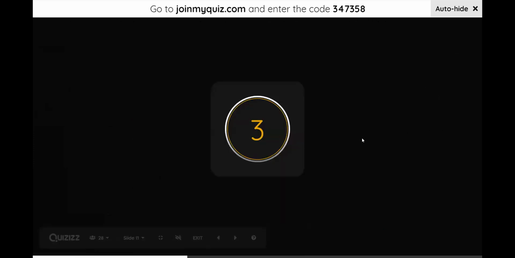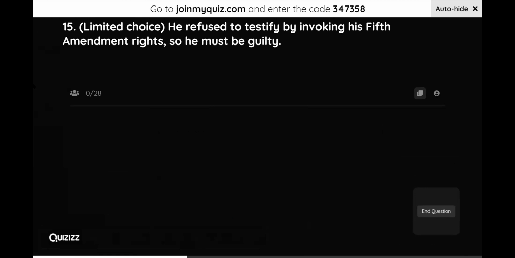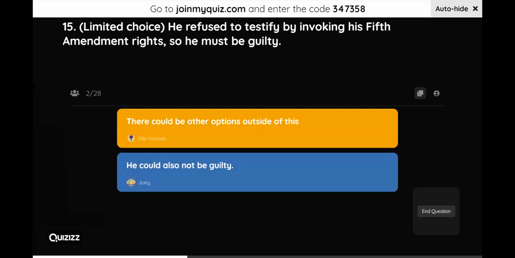Okay, and then the next part is describe how this is, what is it? Limited choice. Okay, so this is limited choice. If you limit the choice between two things, sometimes they call that a false dichotomy. There's other options outside of this, yes. He could also be not guilty, that's true.